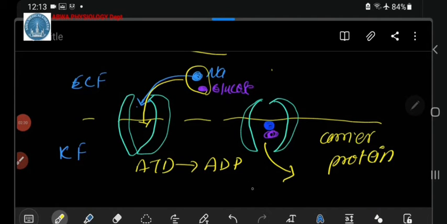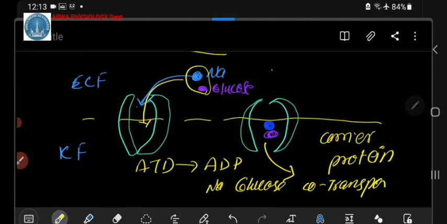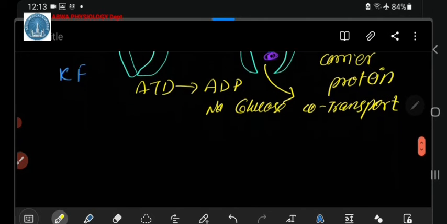The most common example is sodium glucose co-transport. Another example of transport is counter transport.